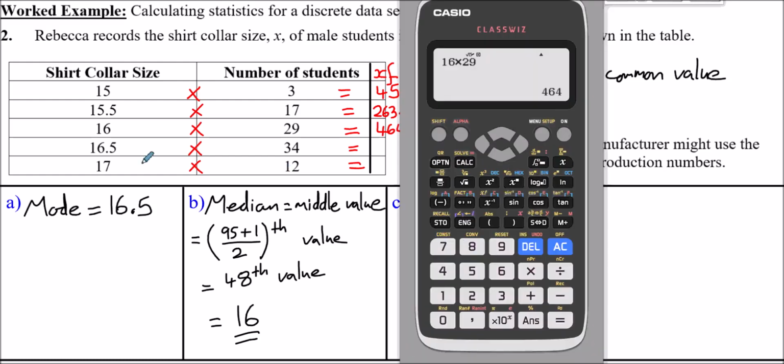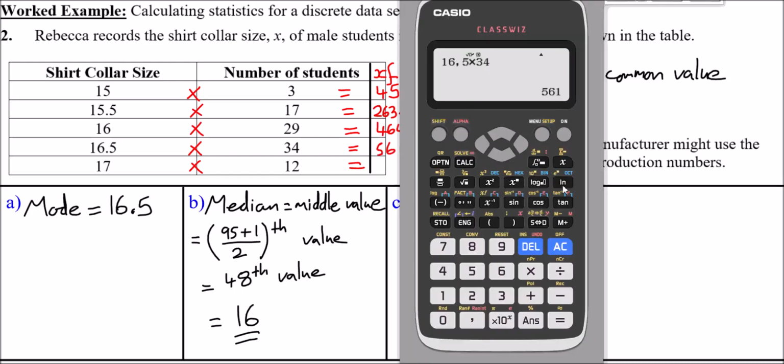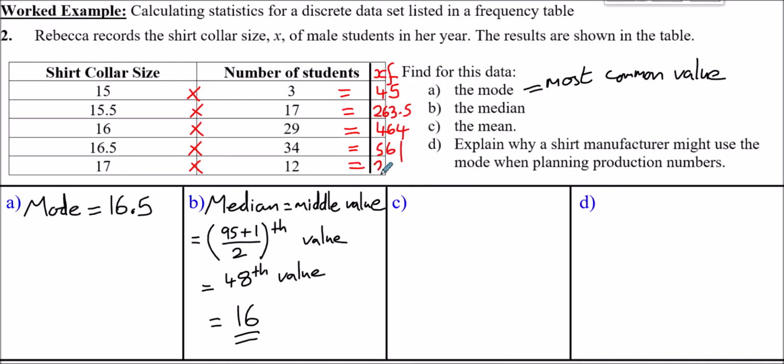Then the next one is 16.5 multiplied by 34. So we type this in next. So 16.5, oops, I've got the decimal, multiplied by 34. That gives us 561. And now last but not least, we're going to do 17 multiplied by 12. So 17 times 12 gives us 204.